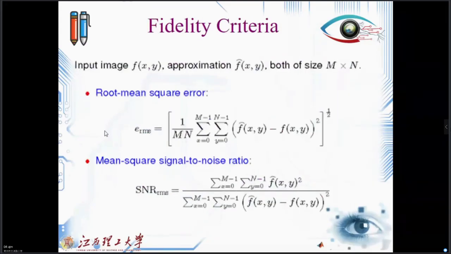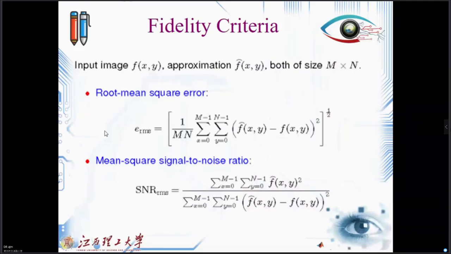Besides, we should know about some fidelity criteria, which we can apply on the input image f(x,y) to get the approximation f'(x,y). We know that both the input and output images have the size of M by N. Then the root mean square error can be calculated as E_RMS with the formula below, and the mean square of that, as the SNR RMS, will have this formula.